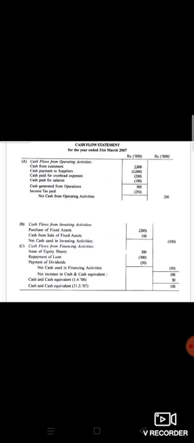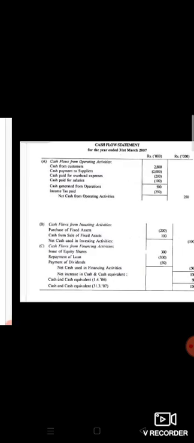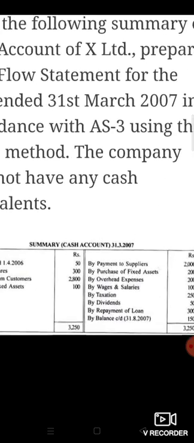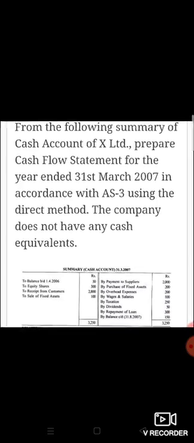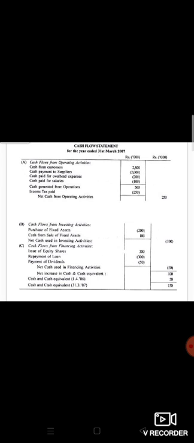Now cash flow from investing activities. Whenever you're purchasing, the cash is in outflow situation. See, purchase of fixed assets, as it is given in your question, 200. Cash from sale of fixed assets is 100. It's an inflow, that is in positive figure. Net cash used in investing activities, that is negative 100.